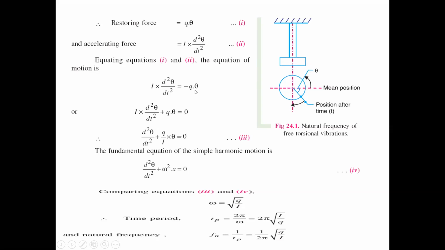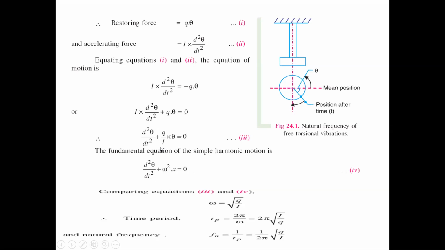Taking the right portion to the left side, we get I into d square theta by dt square plus q theta equals 0. It may also be written as d square theta by dt square plus q by I into theta equals 0. Let us call this equation number 3. This equation is similar to the fundamental equation of simple harmonic motion, d square x by dt square plus omega square x equals 0.